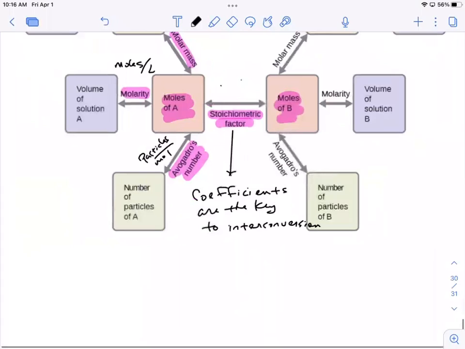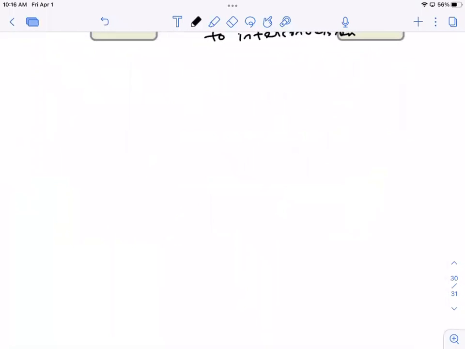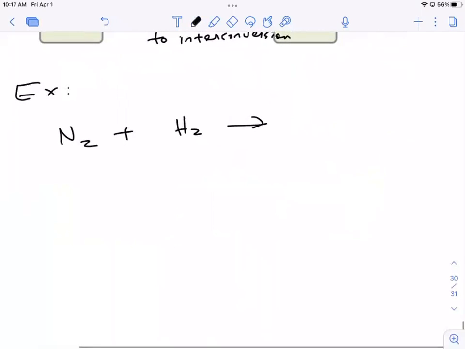So your stoichiometric factor is based on the coefficient. So let me give you an example. In this example right here, let's say we have nitrogen gas plus hydrogen gas going to NH3.